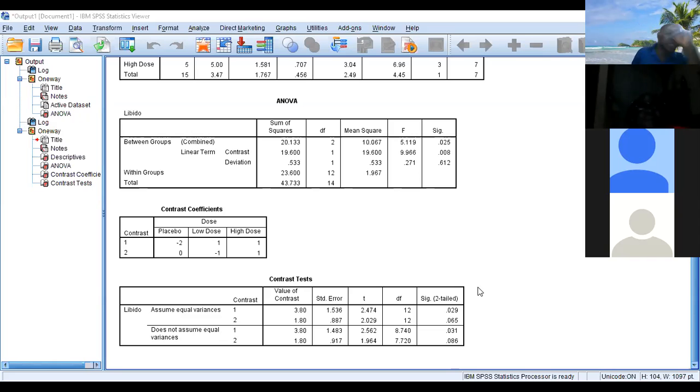So at least it's able to tell us where the difference lies. After this contrast, we are going to post hoc. That one is a different ball game, though it's easier to conceptualize than contrast.